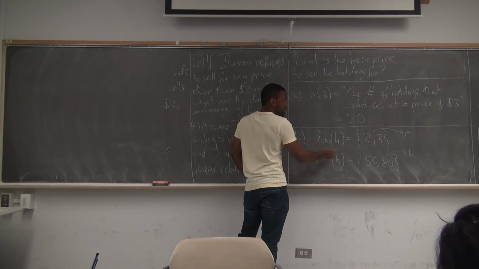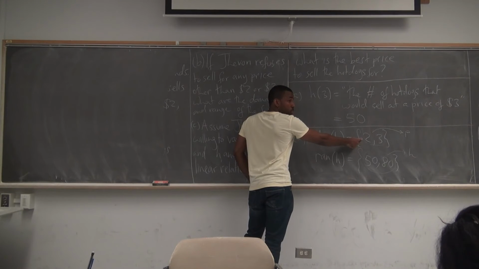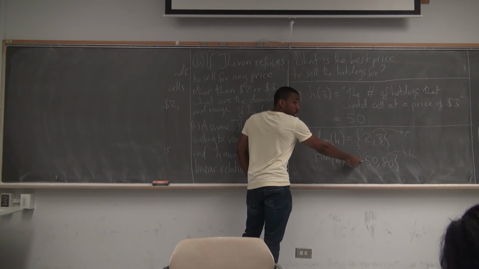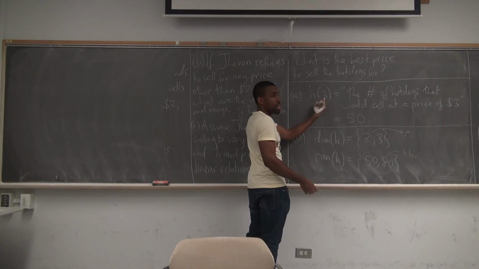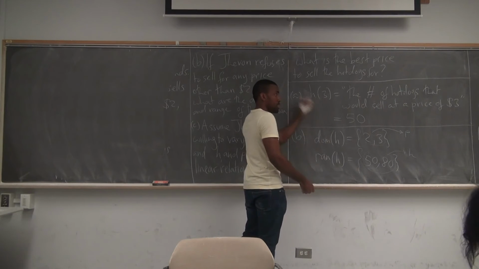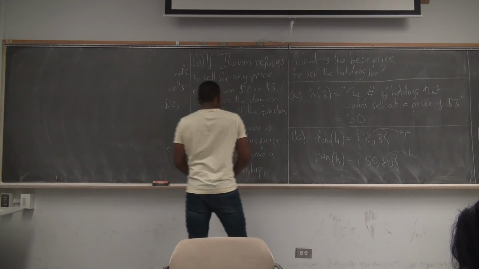But the domain is always inputs, right? So you're looking at who's the input. Those form the domain. The range is the set of outputs. Who are the outputs? And because I'm looking at a function that I call h of p, the price is the inputs, right? And the output is the number of hot dogs.